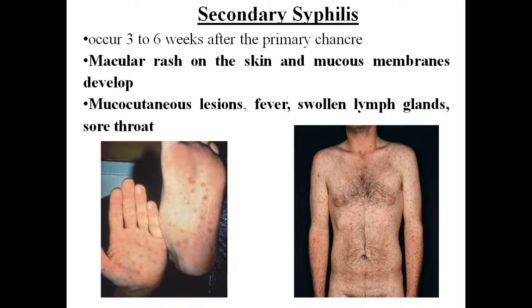Mucocutaneous lesions also occur. Fever because of spreading of bacteria in the bloodstream and their partial destruction. Swollen lymph glands and sore throat. Sore throat is a specific symptom that is not characterized for secondary syphilis, but it occurs.